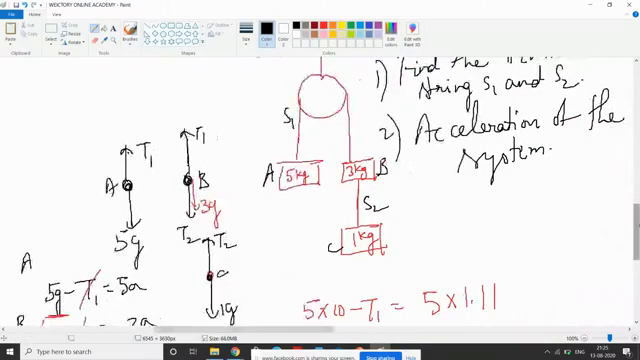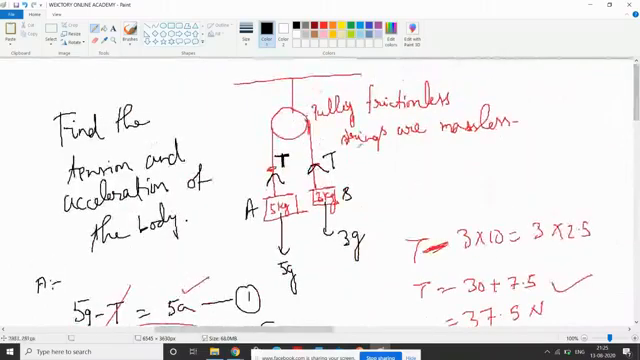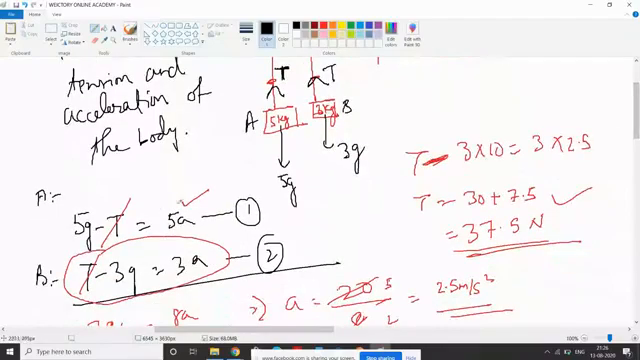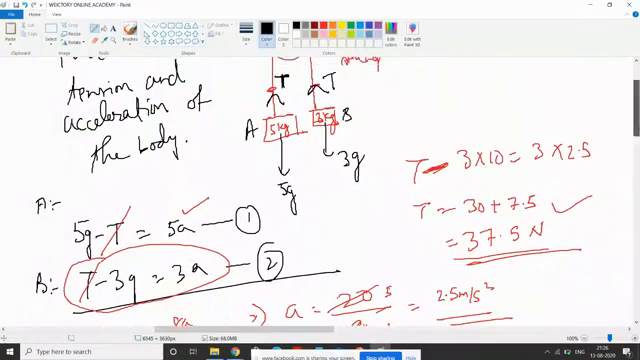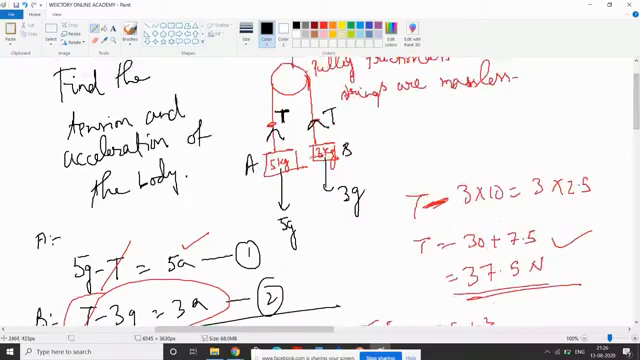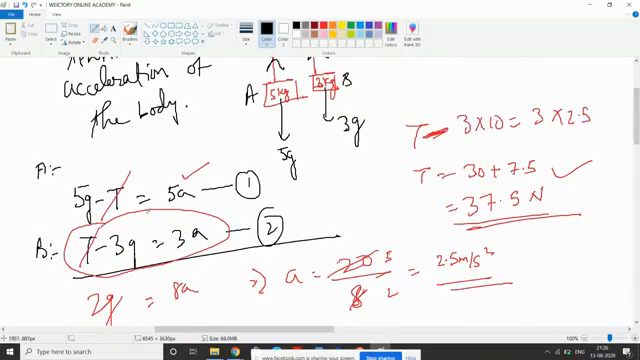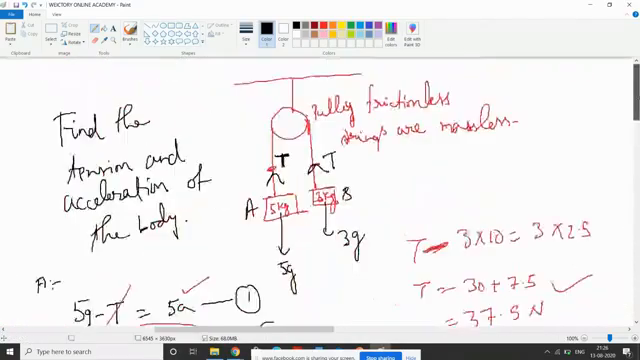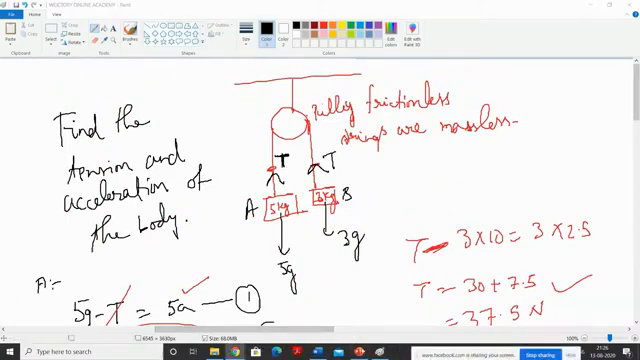And then we did questions on pulleys. It's very important with respect to the AS level exam. So in this particular question, you can write down the equations individually and use simultaneous equations to find out the acceleration and the tension, or you can use the concept of acceleration of the system, that is resultant external force over total mass. That way also you can get the answer. Hope you had a good understanding of the concept we discussed today.